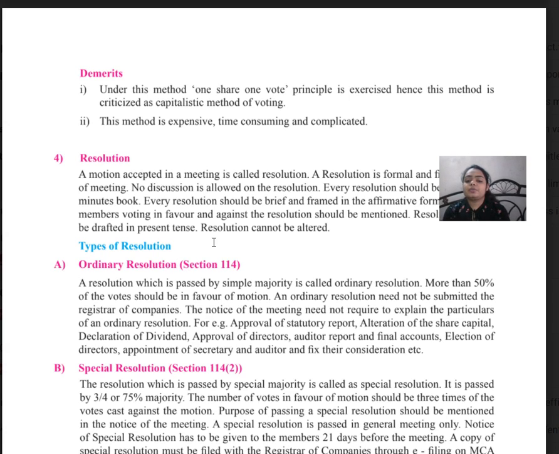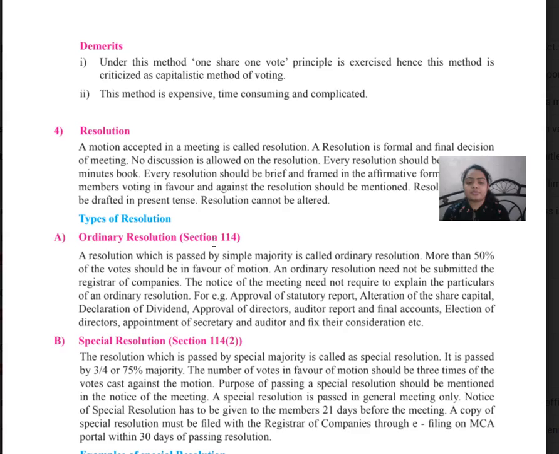Then, for example, the things included under ordinary resolution are approval of the statutory report, alteration of share capital, declaration of dividend, approval of directors' and auditor's report and final accounts, election of directors, appointment of secretary and auditor, and fixing their remuneration, etc. So all these things are considered under ordinary resolution. Now, after ordinary resolution, we shall be studying about special resolution.